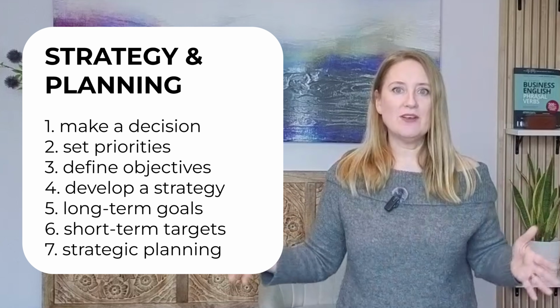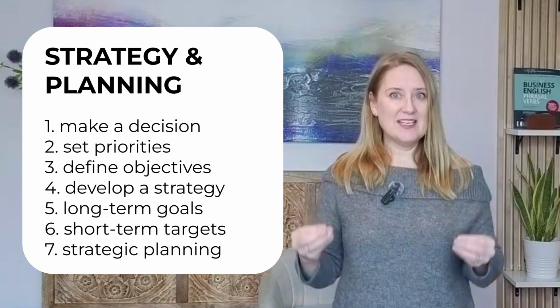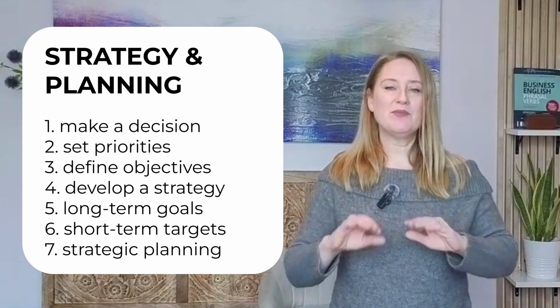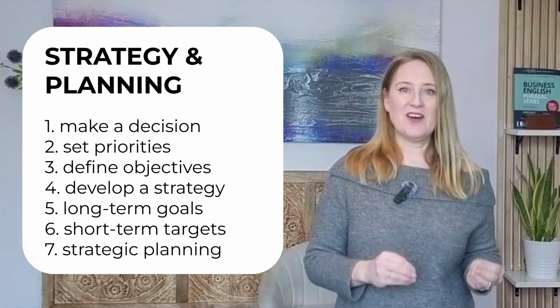So what are our priorities? We're going to go 1, 2, 3, 4, 5. You're going to rank them. You're going to identify them, and you're going to list them and share them with people. This is set priorities. Next one is define objectives.